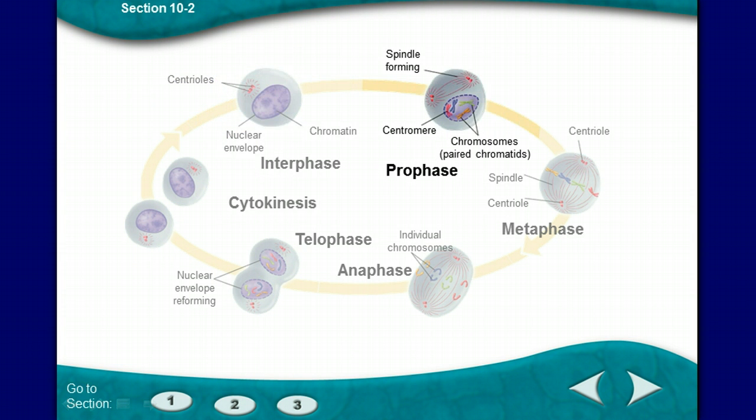But in the next phase, this is when the centrioles begin to form those spindle fibers, long microtubules that are going to attach to those centromeres inside the nucleus. As the nuclear membrane starts to break down, those chromosomes become visible as paired chromatids. Then, in metaphase, remember, meta means middle, so if we look at North Pole, South Pole, here's the equator. That's the only time you ever see those chromosomes all lined up nice and neat.